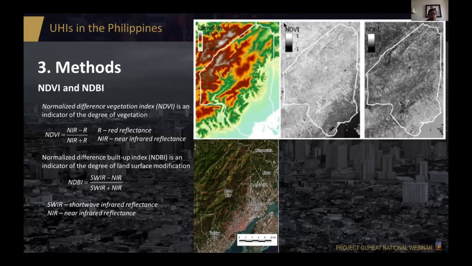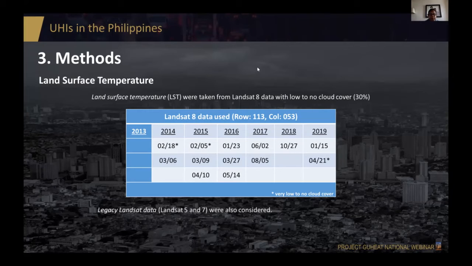We also consider land surface temperature, and we gather Landsat data from 2014 to 2019. And we also consider legacy Landsat data in order to describe the evolution of the urban heat island in Cebu City.